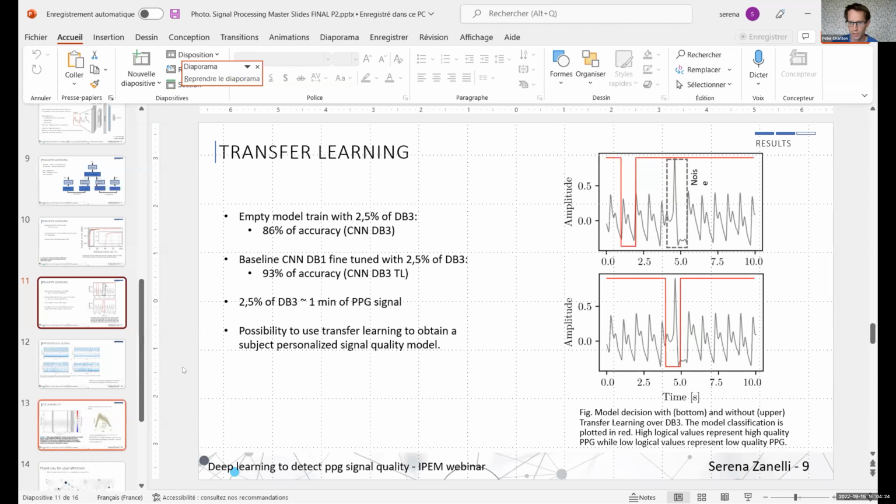Fantastic. We have two final questions. So firstly, Alex also asks, what's the proportion of artifacts and high quality signals in your data sets? So it's 50-50. Great, thank you.